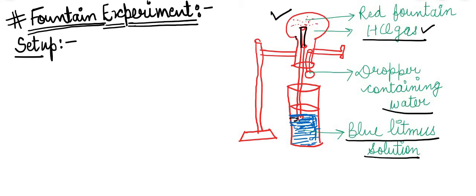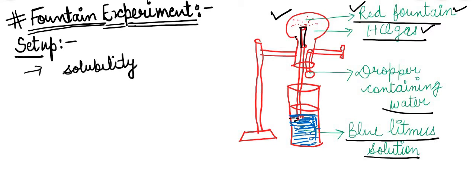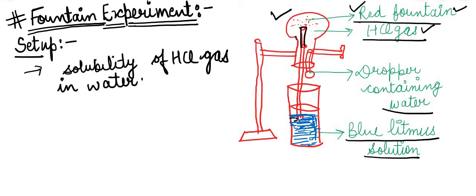And you know what? Finally there is a red fountain formed. This is the red fountain formed, and we discuss how this red fountain forms here, as we want to discuss the solubility of HCl gas in water through this fountain experiment. Now what happened in that case? The end of the tube is immersed in a beaker. That beaker contains a blue litmus solution.